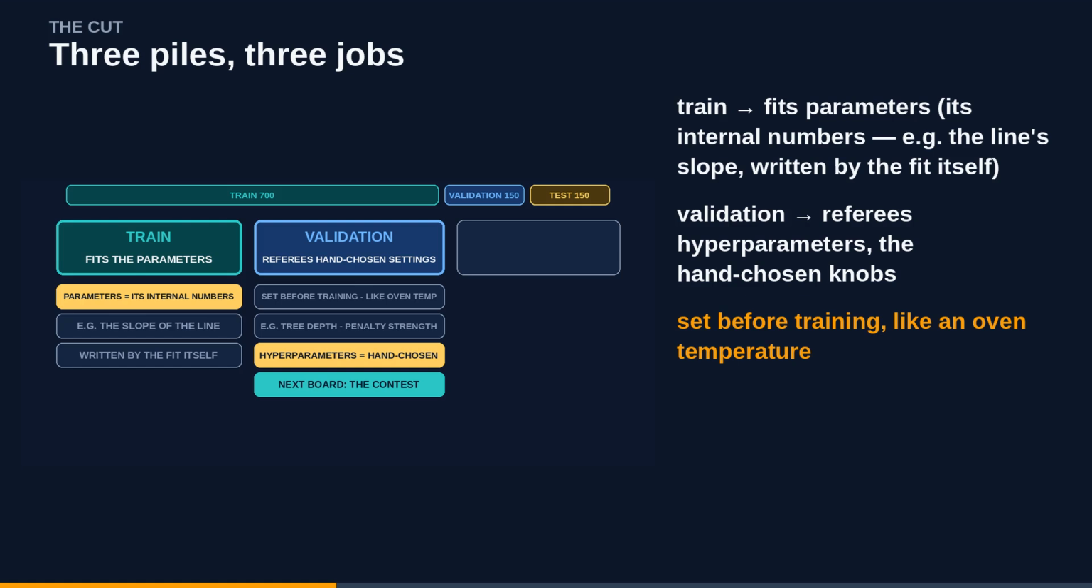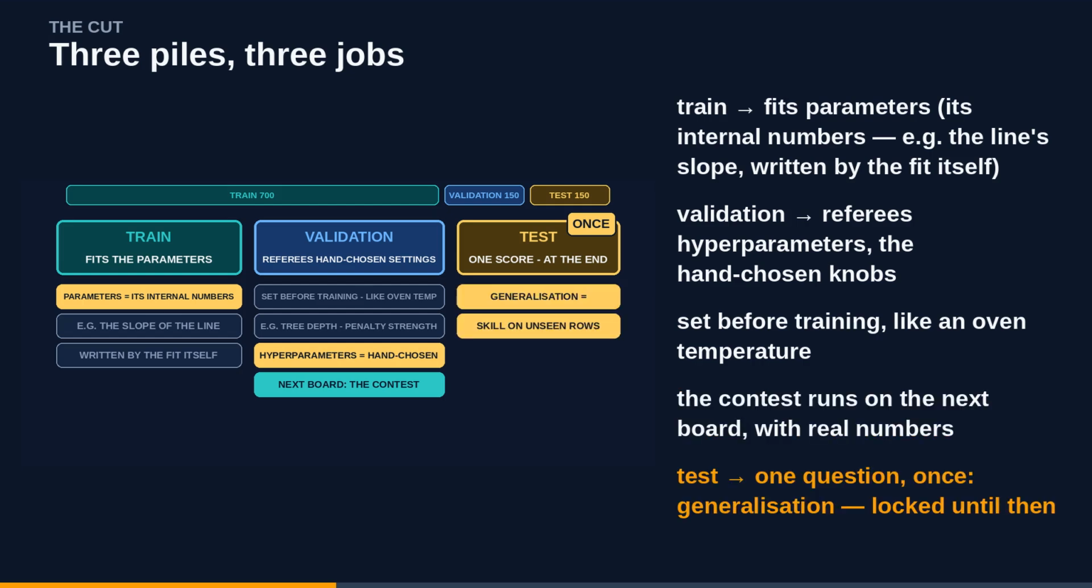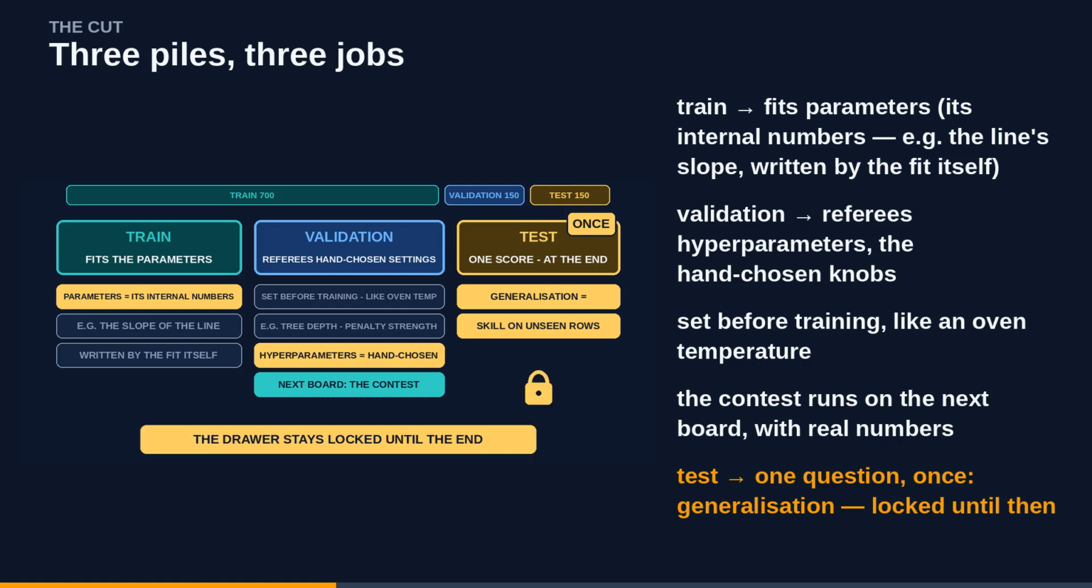And the test pile answers the only question the outside world cares about, exactly once. How well will this model do on data it has never seen? That ability has a name, generalisation. Until that final question is asked, the test pile stays locked.